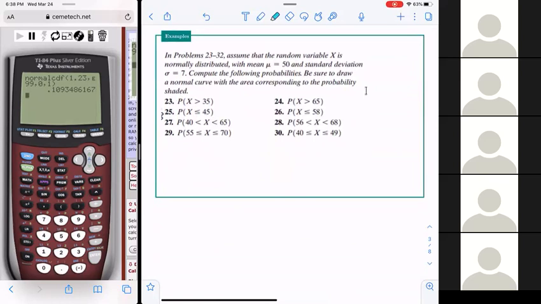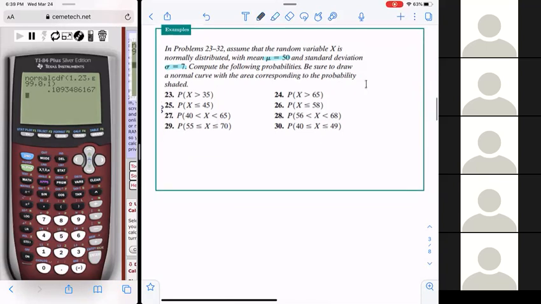So here we have a whole bunch of problems, but it is dependent on a random variable that is normally distributed, but the mean here is 50 and the standard deviation is 7. And you can see these problems, some have greater than, some have less than or equal to, greater than or equal to, and so forth.